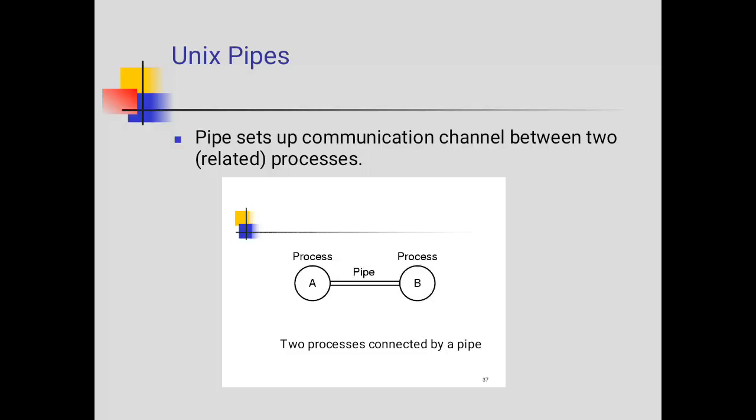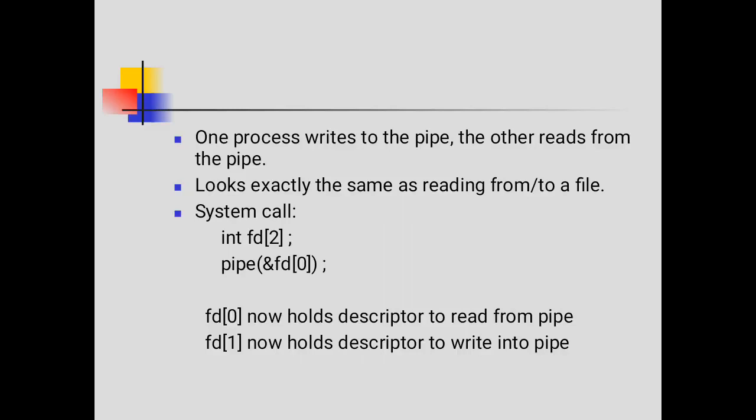Pipes are unidirectional. Only one process can write into the file and another process can read. Two processes cannot write into the pipe simultaneously. Pipes can be created using the pipe system call.